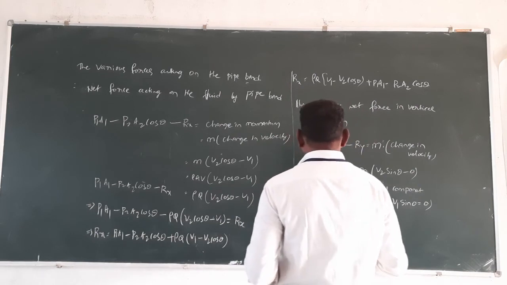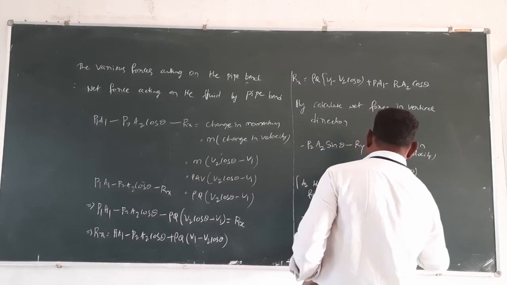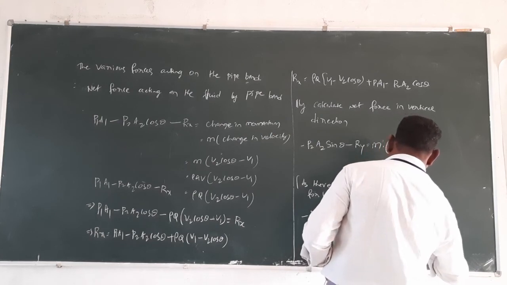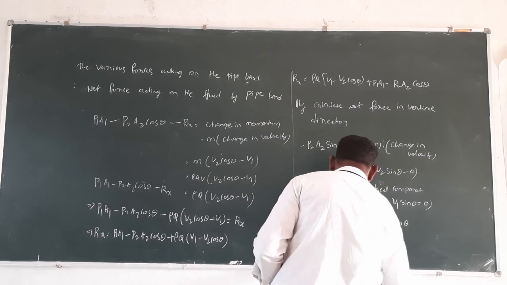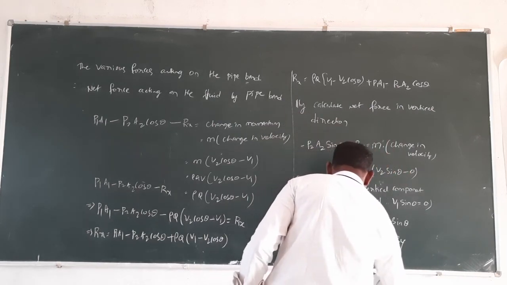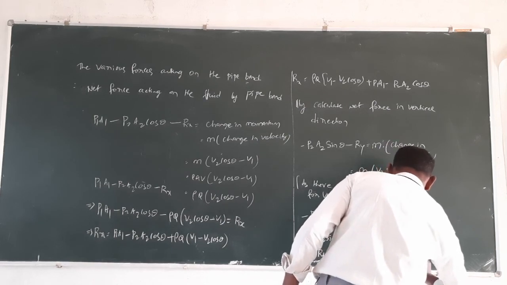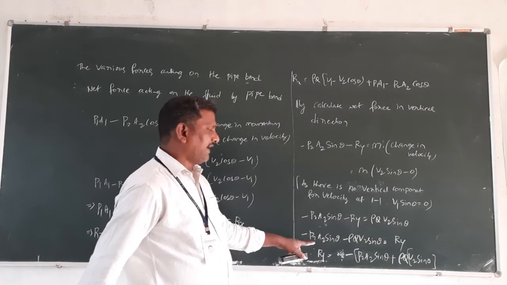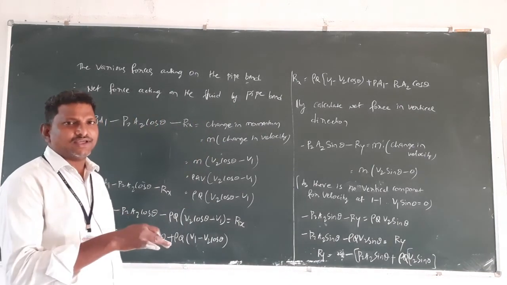Therefore, minus P2 A2 sin theta minus Ry is equal to m. Put m is equal to rho Q, so minus P2 A2 sin theta minus rho Q v2 sin theta is equal to Ry. Ry is equal to, take the minus as common, P2 A2 sin theta plus rho Q v2 sin theta. This is the expression for the vertical component of the reaction offered by the pipe bend on the fluid.